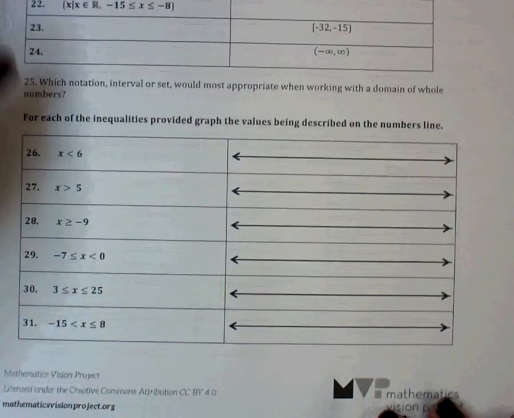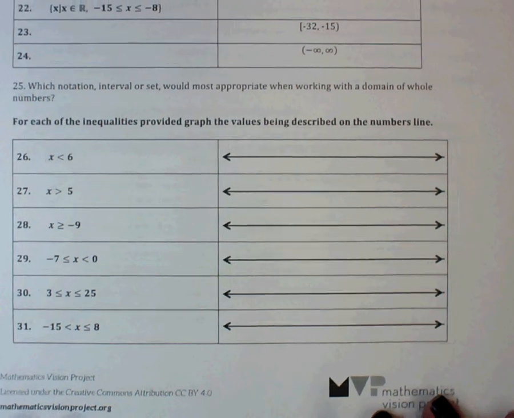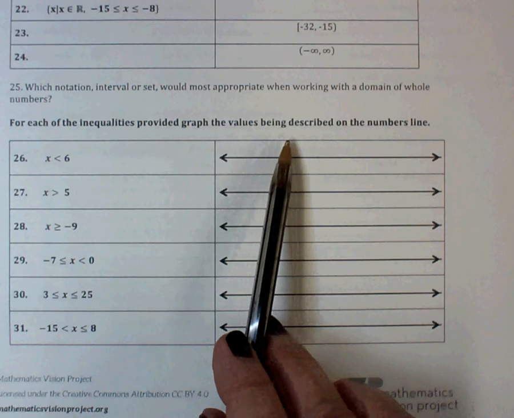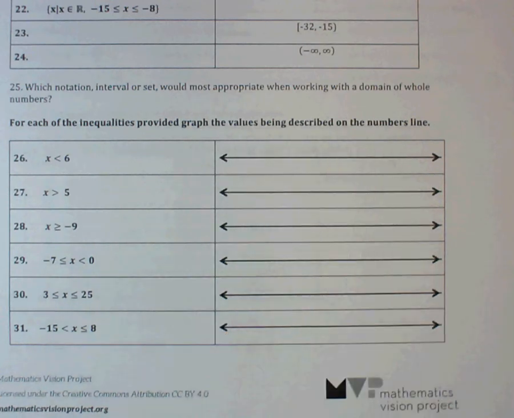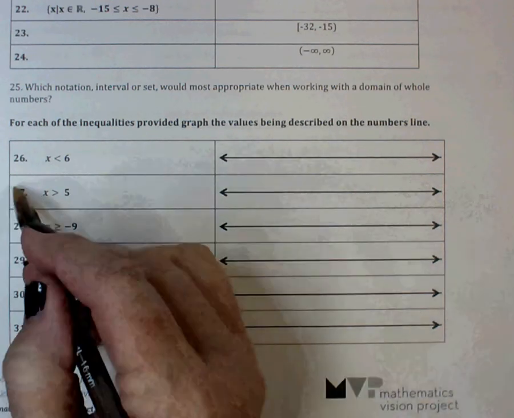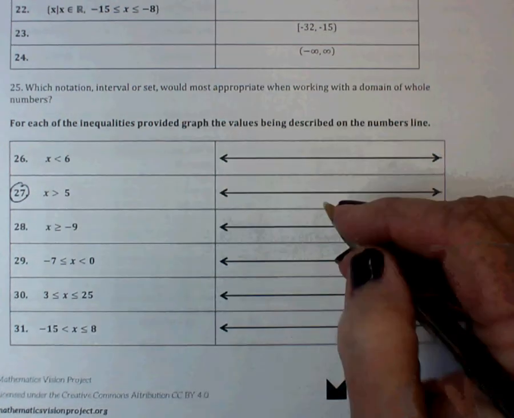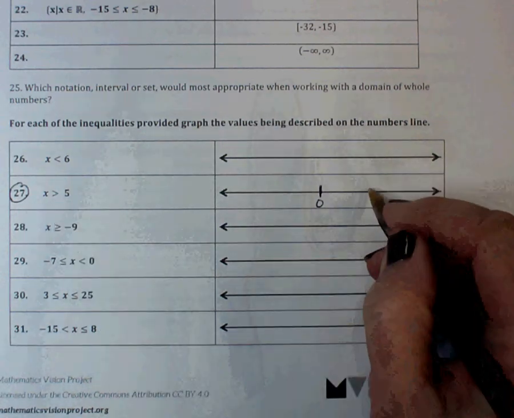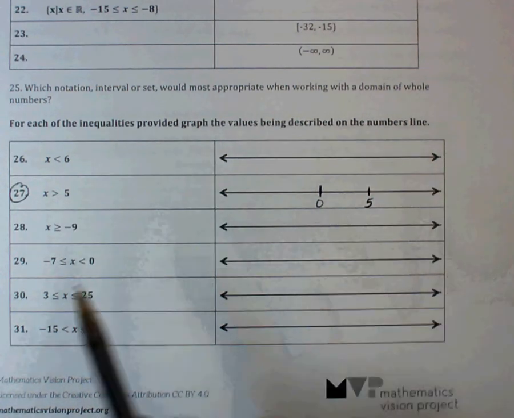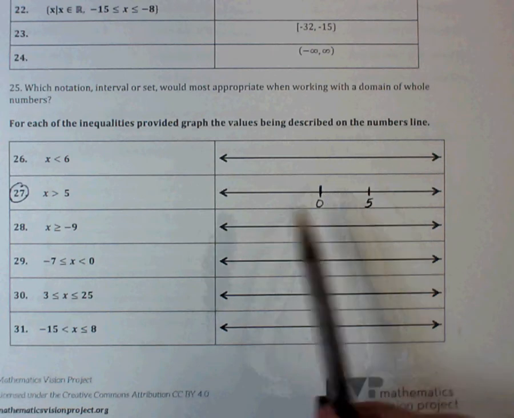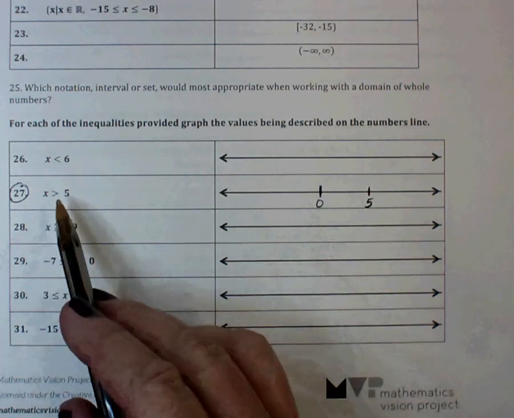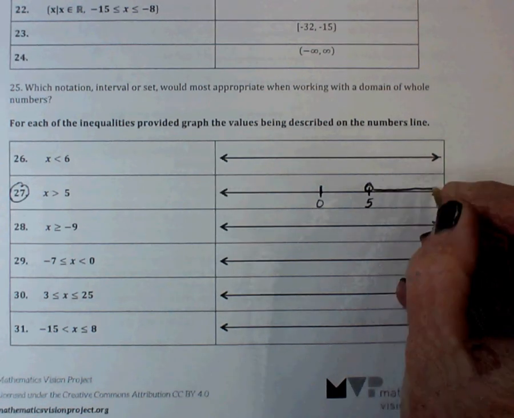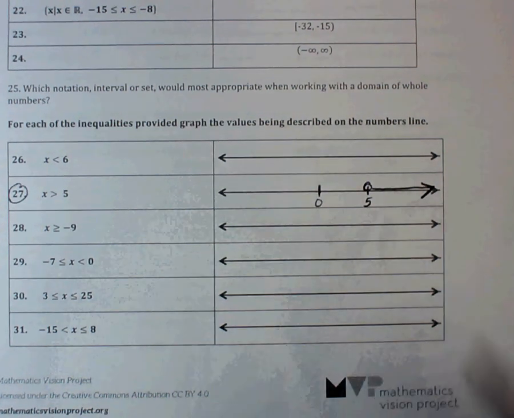All right, I'll do 2 or 3 of these. For each of the inequalities provided, graph the values being described on the number line. All right. X is greater than 5, so we'll put a 0 in there somewhere. And then we put a 5 wherever we want. You don't have to be really picky about it, as long as it's to the correct side of the 0. We want everything greater, but not including 5. So open dot, arrow to everything that's bigger.